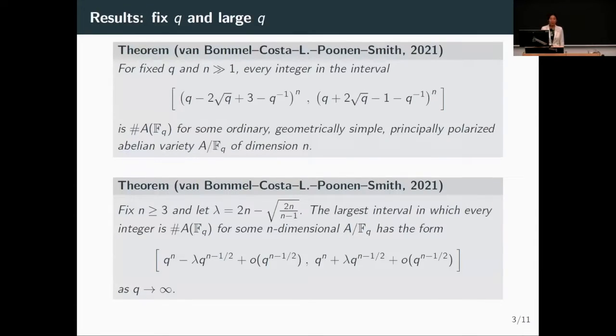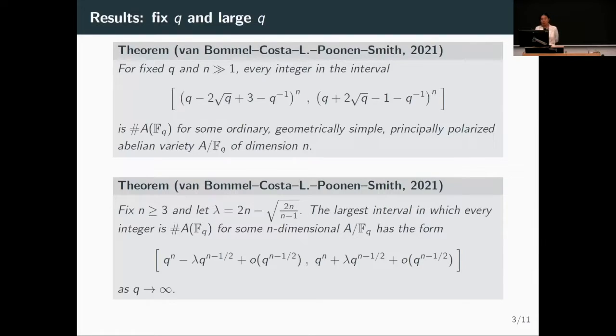So first of all, let's fix my finite field F_q. And for any sufficiently large integer n, we were able to show that every integer in the following interval shows up as the order of an Abelian variety A defined over F_q of dimension n. And you can impose all of these conditions you want. And as you can see, this interval, if you take the nth root, is not that different from the Hasse-Weil interval. Of course, because you're taking the nth power, it's infinitely different, I guess.